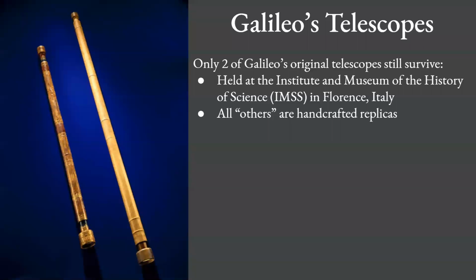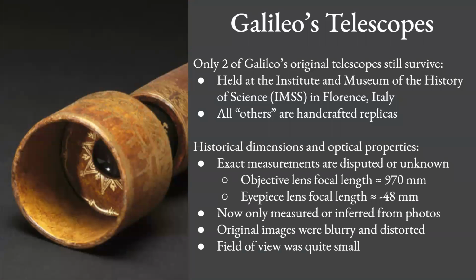These are the only 2 that are still around. All the others are basically replicas that have been very meticulously handcrafted to mimic those. These 2 are currently held at the Institute and Museum of the History of Science in Florence, Italy. And if you put that in Italian, the acronym there is IMSS, which is going to come up in a moment. The historical dimensions and properties are not particularly locked down.